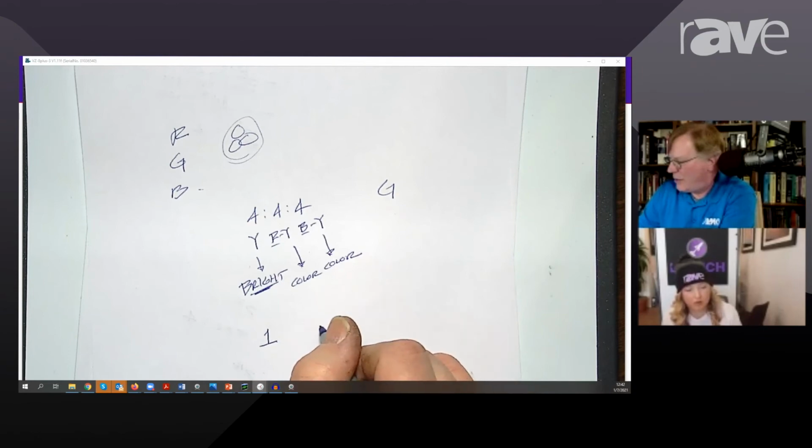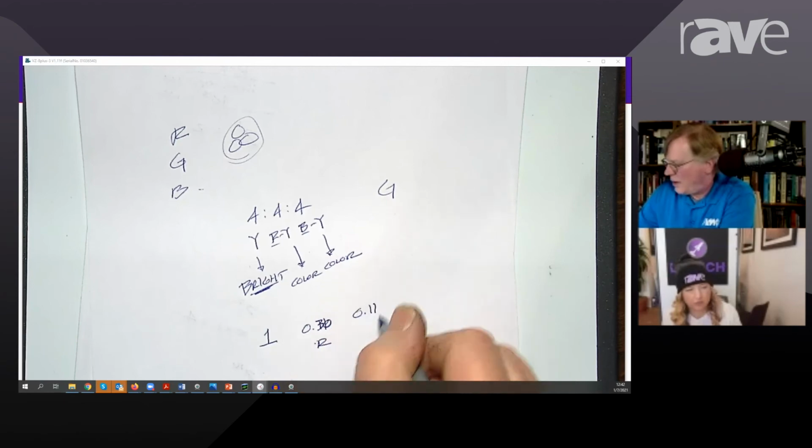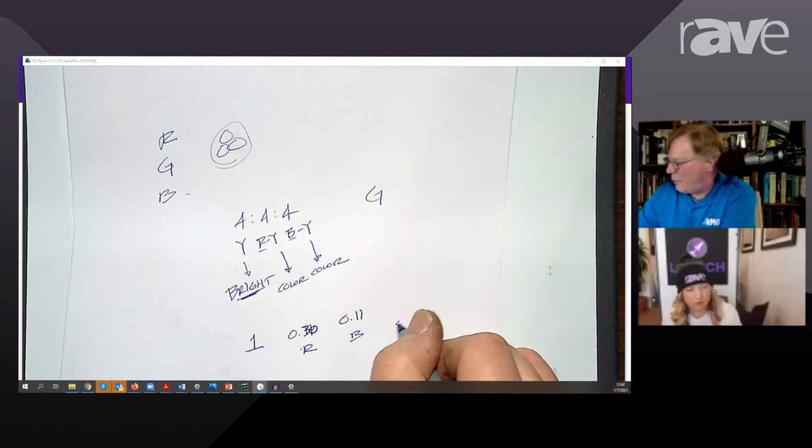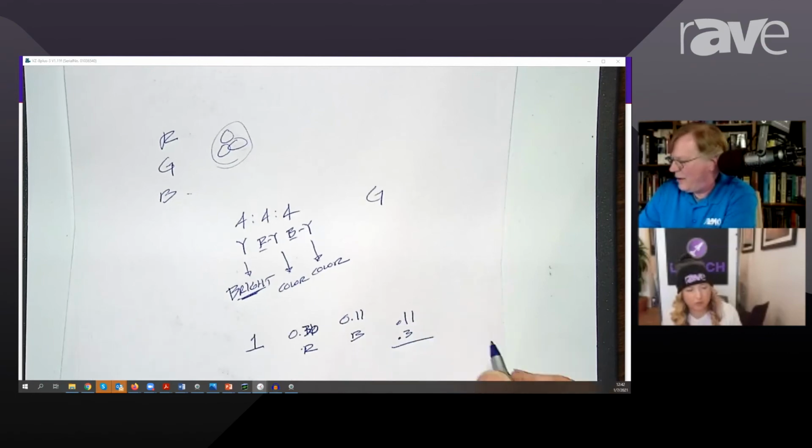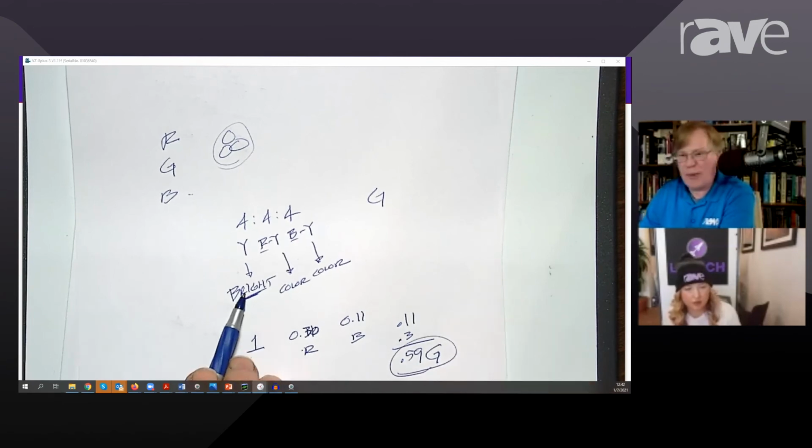And then if I am measuring, and I'm trying to remember the percentages here, 0.30 is red, 0.11 is blue. So if I have 0.11 and I add 0.3, what's left over? Is that all going to be assigned to green? Yeah, whatever's left over, because the luminance is always going to be a value of 1. If I have 30% red and 11% blue, whatever's left over to make up that value of 1 has to be the green.